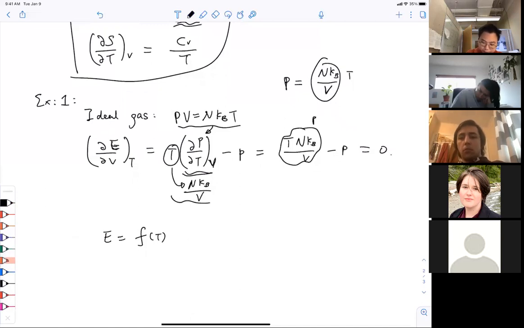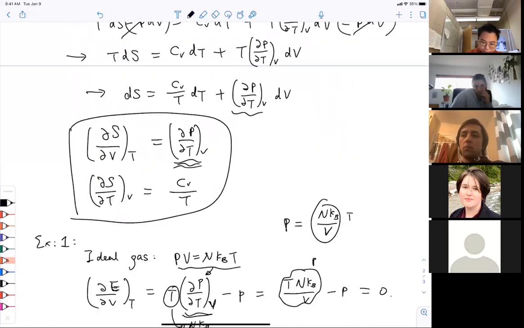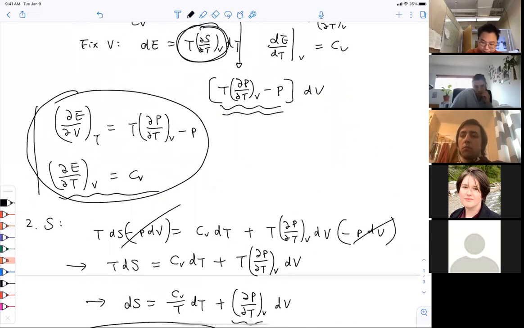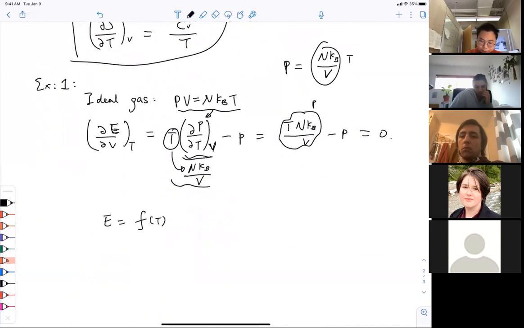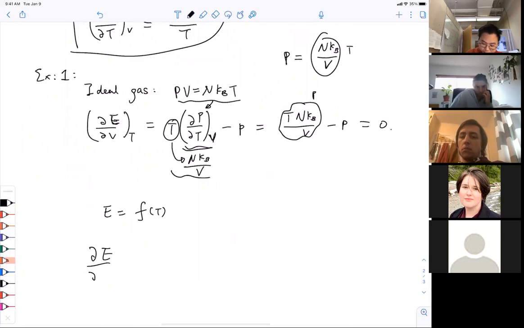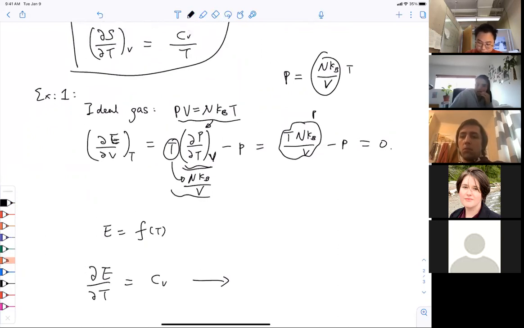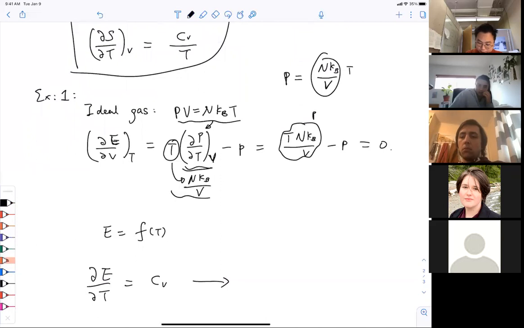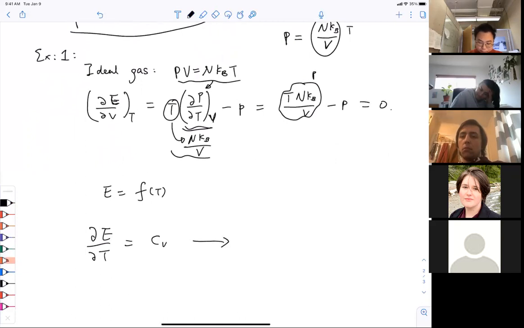And okay, another differential equation, another condition for this energy is the derivative with respect to temperature. So basically dE/dT equals CV. This tells us, of course, we know for ideal gas the CV is a constant. It's independent of T and V, right? So it gives us E equals CV T plus a constant.